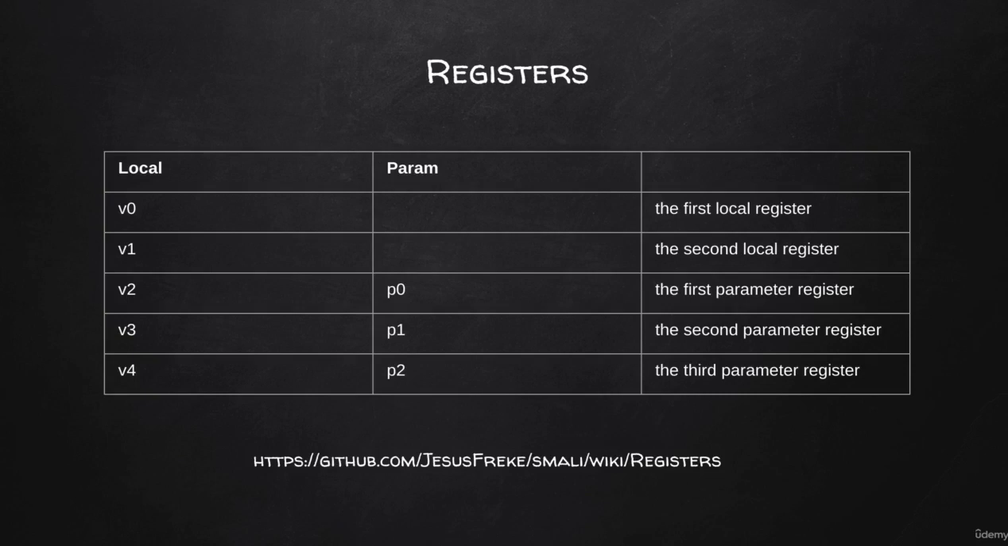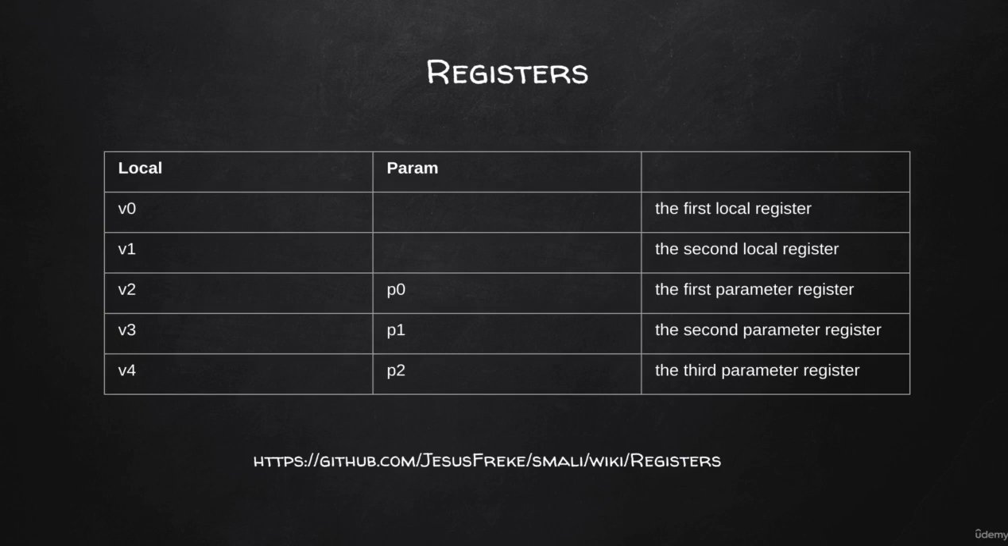Now, how are method parameters passed into a method? Whenever a method is invoked, the parameters to the method are placed into the last n registers. So if your method has 2 arguments and 5 registers, like v0 to v4, the arguments to the method would be placed into the last 2 registers, those are your v3 and v4. Now the first parameter to a non-static method is always the object that the method is being invoked on.